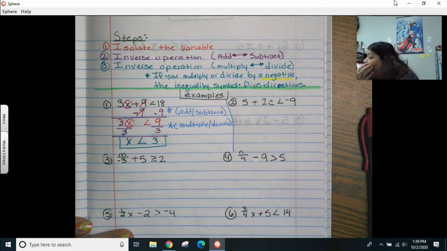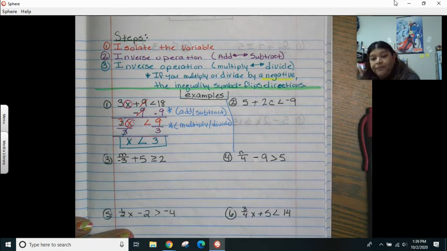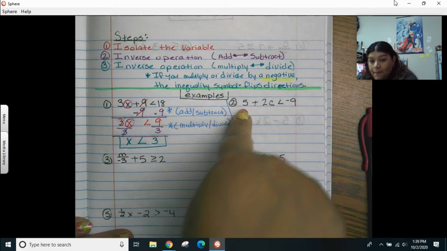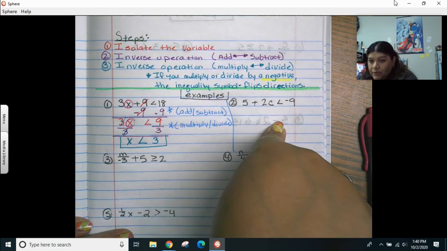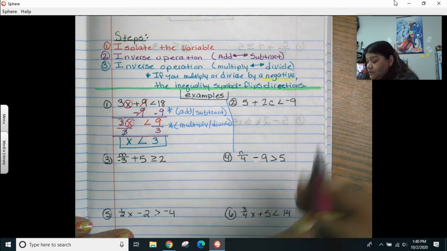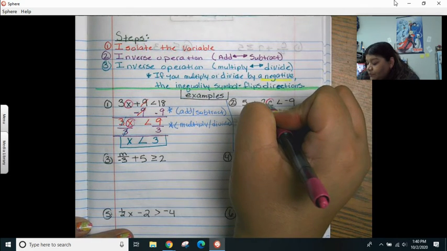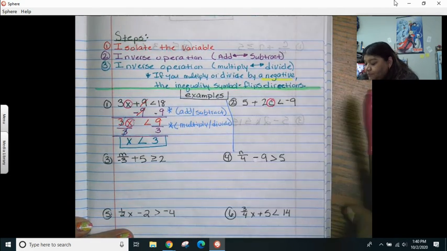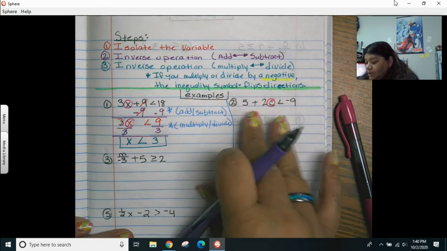I have 5 plus 2c is less than -9, okay? Now, some students have trouble with this because they have the number first and then the variable comes later. So I'm going to show you how to solve this, okay? So isolate the variable as always. Step 2, we're going to do the opposite operation.